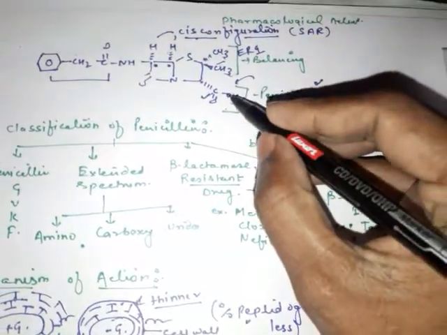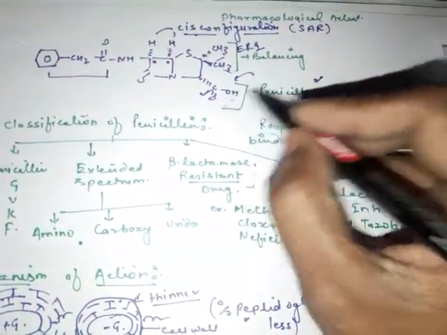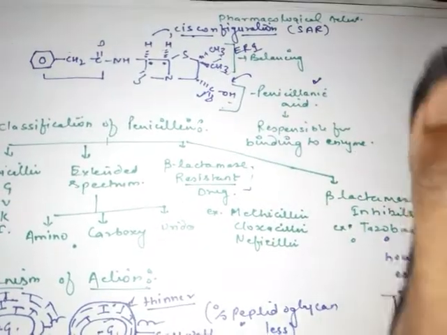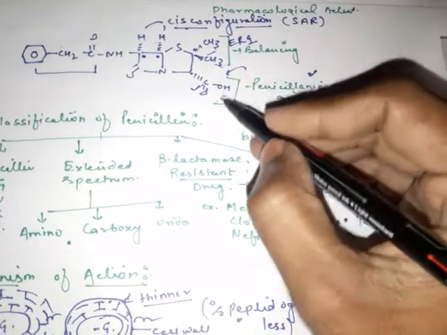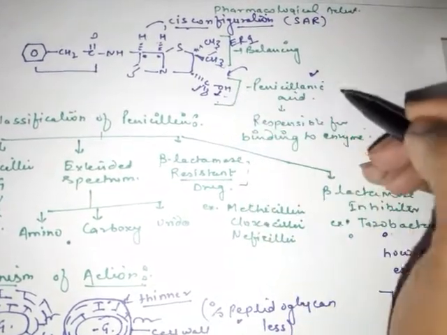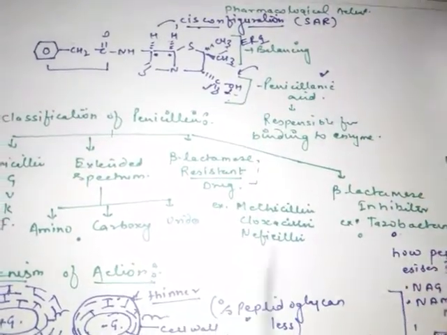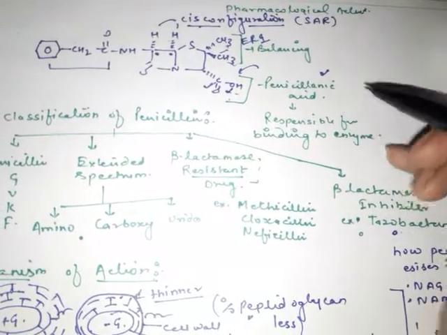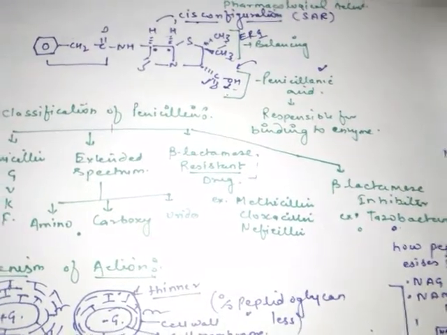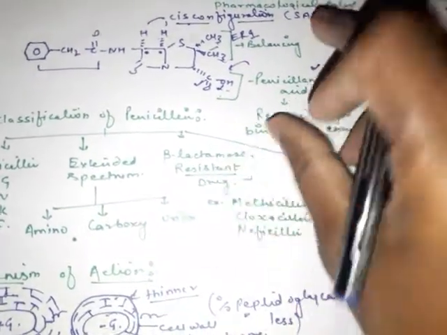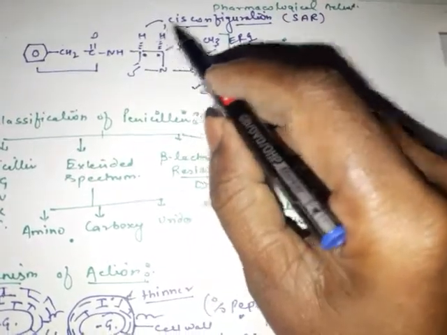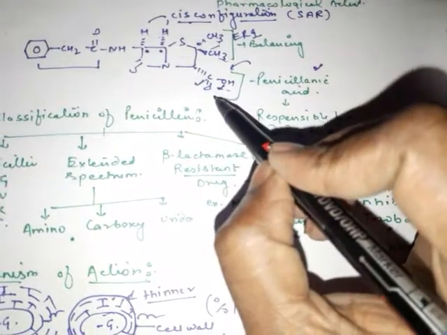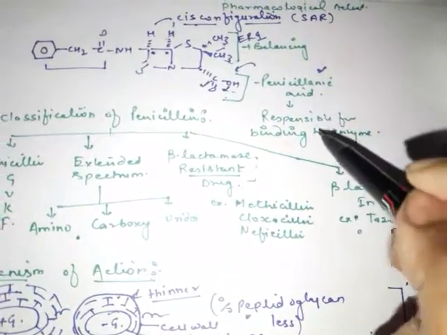If anyone asks which group is responsible for attaching to the biological enzyme, then the COOH acid group is responsible for binding to the enzyme, by which any pharmacological response will be created. So this hydrogen will be in cis configuration, and this acid moiety is responsible for binding to the enzyme.